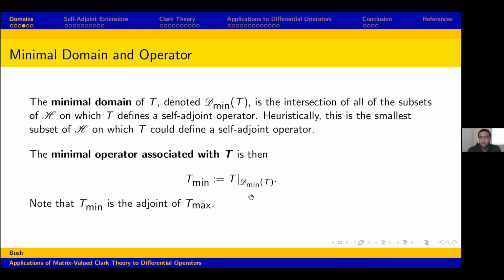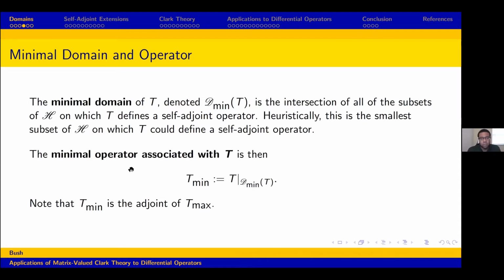Analogously, you can look at a minimal domain. Again, I'm talking heuristically here to avoid too much notation at the beginning, but it's the intersection of all the domains on which T defines a self-adjoint operator. So this is, in a sense, the smallest possible set that you could hope for your expression to define a self-adjoint operator on. The associated operator is then T_min, which is just T restricted to D_min of T. And one thing I'll note here is that T_min is the adjoint of T_max. So those two are adjoints of each other.